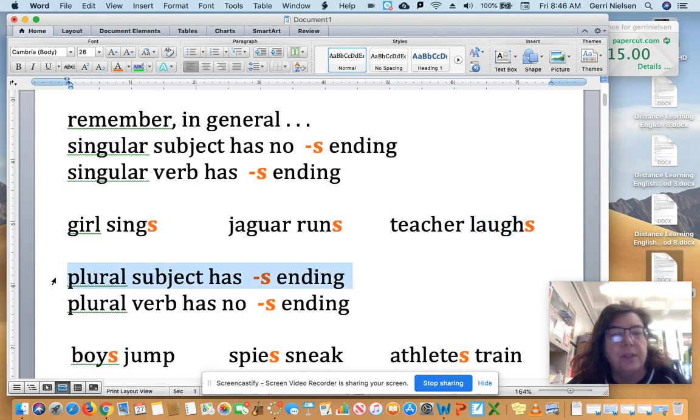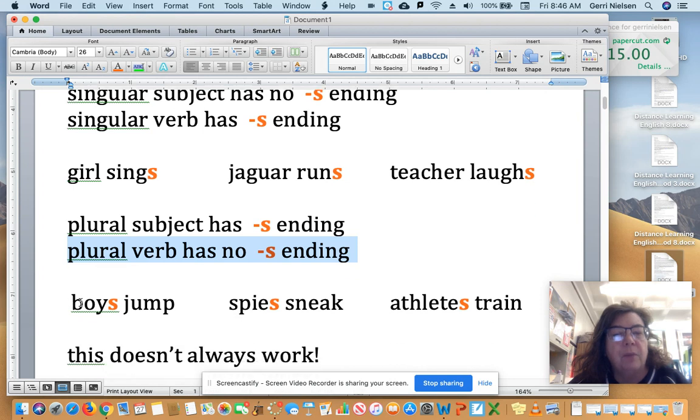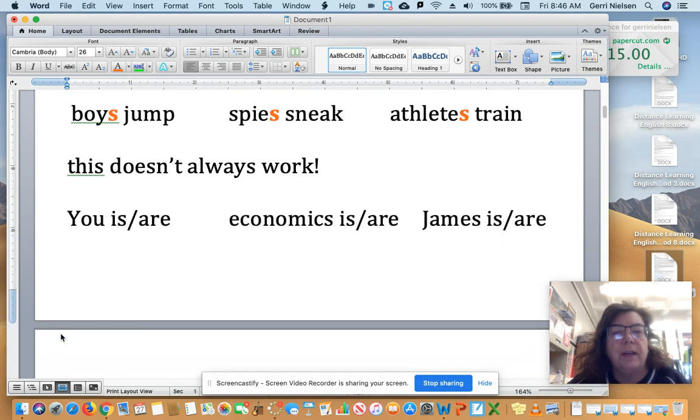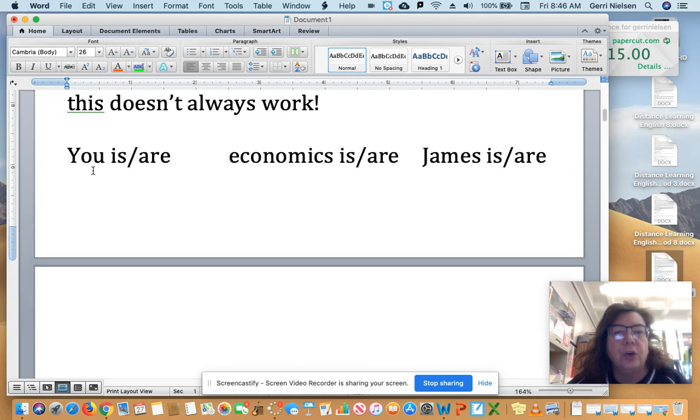Conversely, a plural subject usually does have an S ending, while many times a plural verb has no S ending. For example, boys, what do? They jump, no S ending. Spies, what do? They sneak. And then athletes, what do? They train. So sometimes you've got an S ending here and no S ending on the other word in these pairs.